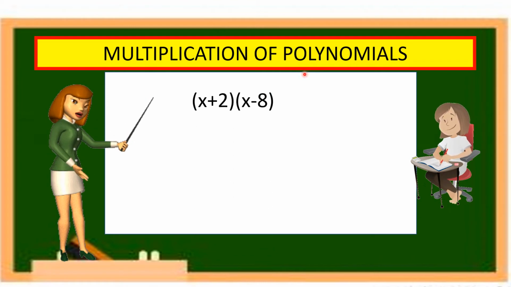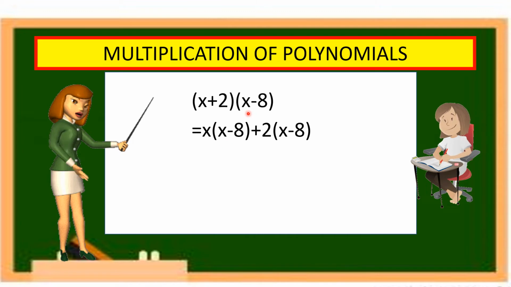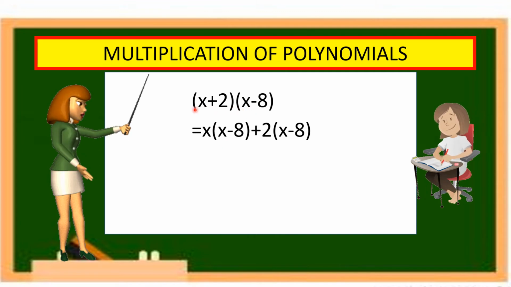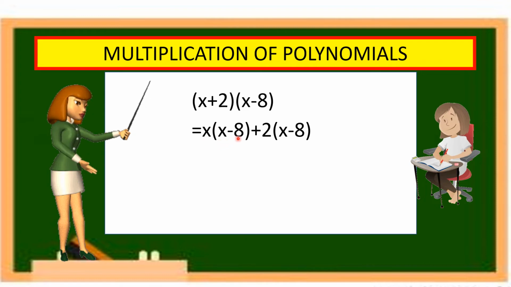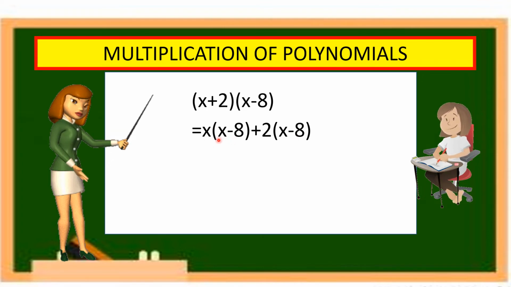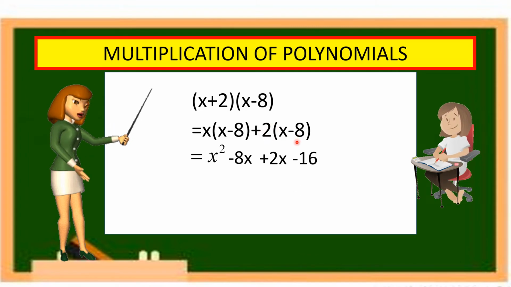Multiply the quantity of x plus 2 times the quantity of x minus 8. So we will be using distributive property. We'll be multiplying x by the quantity of x minus 8 plus 2 times the quantity of x minus 8. X times x is x squared. X times negative 8 is negative 8x. 2 times x is 2x. And 2 times negative 8 is negative 16.